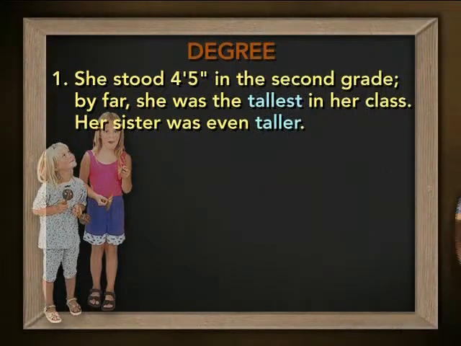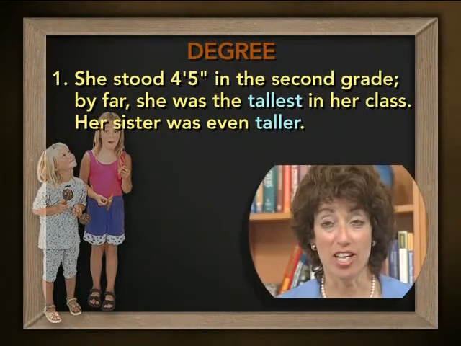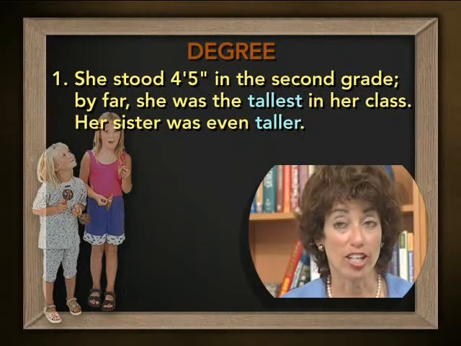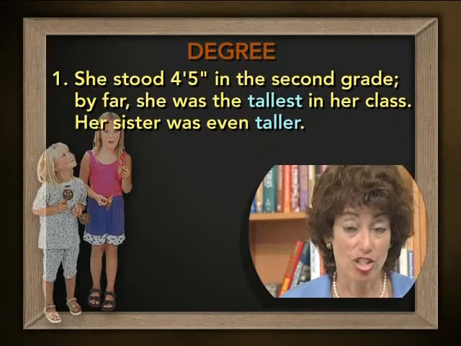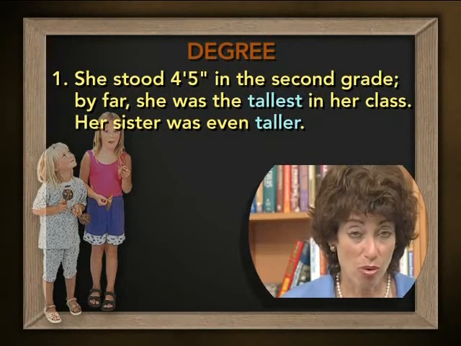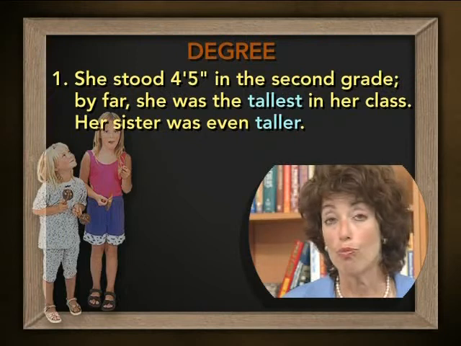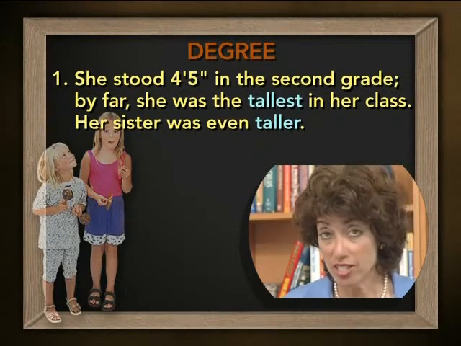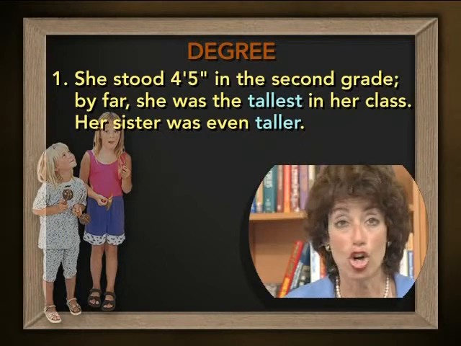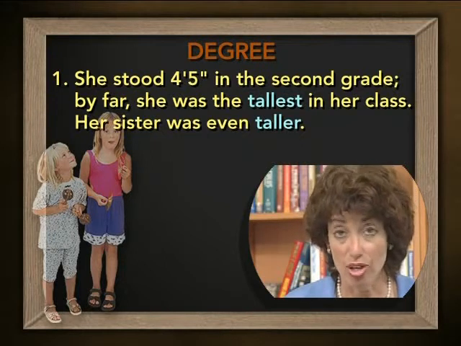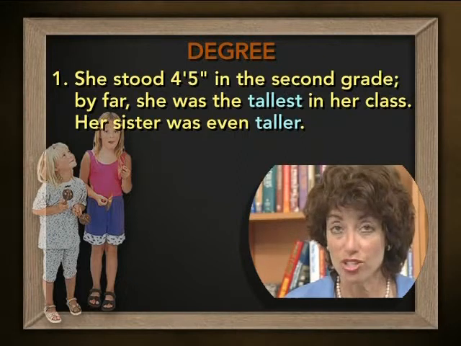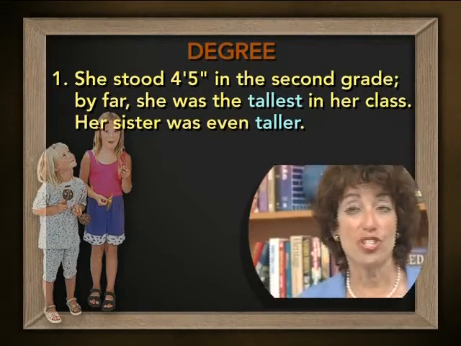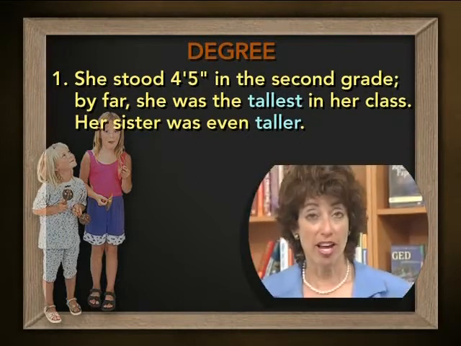She stood 4 foot 5 inches in the 2nd grade. By far, she was the tallest in her class. Her sister was even taller. Now, I emphasize the est. I'm using the superlative form because she is being compared to more than 3 people. She's being compared to everyone in the class. I used est rather than most because tall has 1 syllable. Remember, more and most are used with words of 3 or more syllables. Now then, I compare her to her sister. So I'm comparing 2 things. So now I have the comparative form.